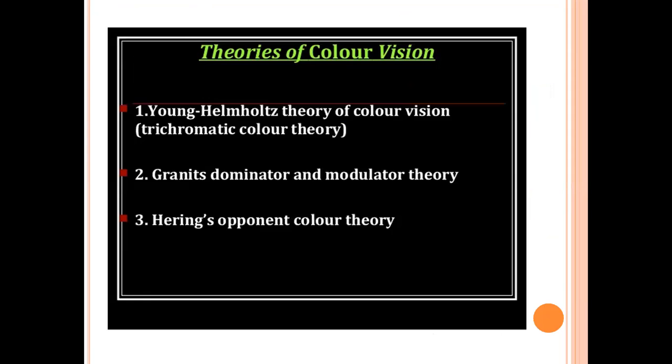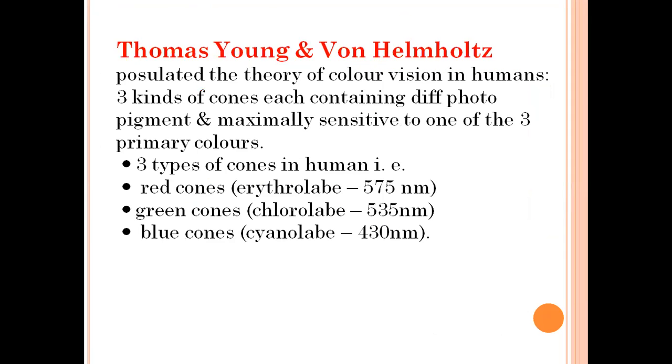Okay. So first thing, what is meant by the Thomas Young and Helmholtz theory? It is also called the trichromatic theory. Why is it called trichromatic? Because tri means 3. They found out that there are 3 types of cones present in the retina: red cones called erythrolabe, green cones called chlorolabe, and blue cones called cyanolabe. So these are the different color cones present in the retina, and that's why it is called the trichromatic theory.